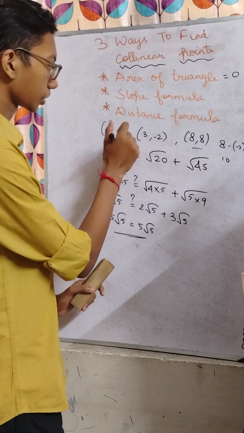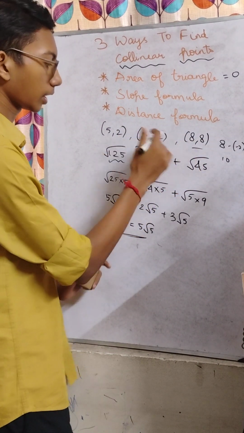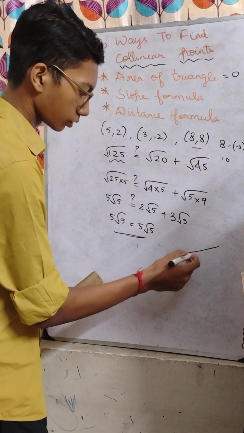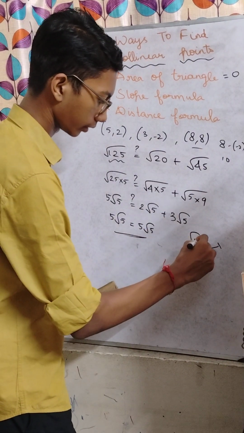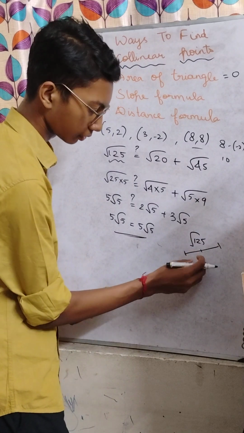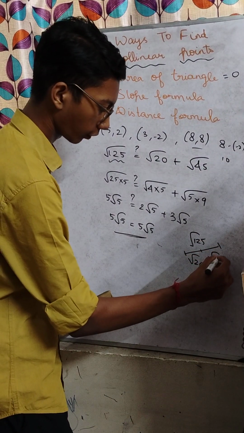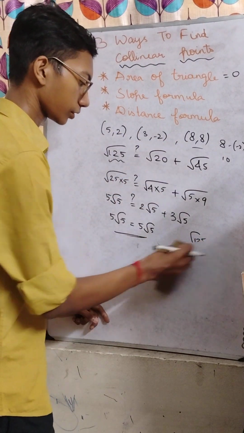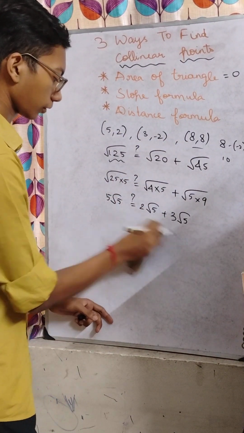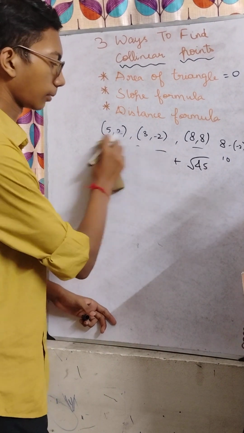That is, the distance between any 2 of these points is equal to the sum of the distances between the other 2 points. So the overall length was root 125 and the smaller lengths were root 20 and root 45. So these 3 points are collinear. So we have seen 3 methods for finding if 3 points are collinear. So that's the thing about finding collinear points.